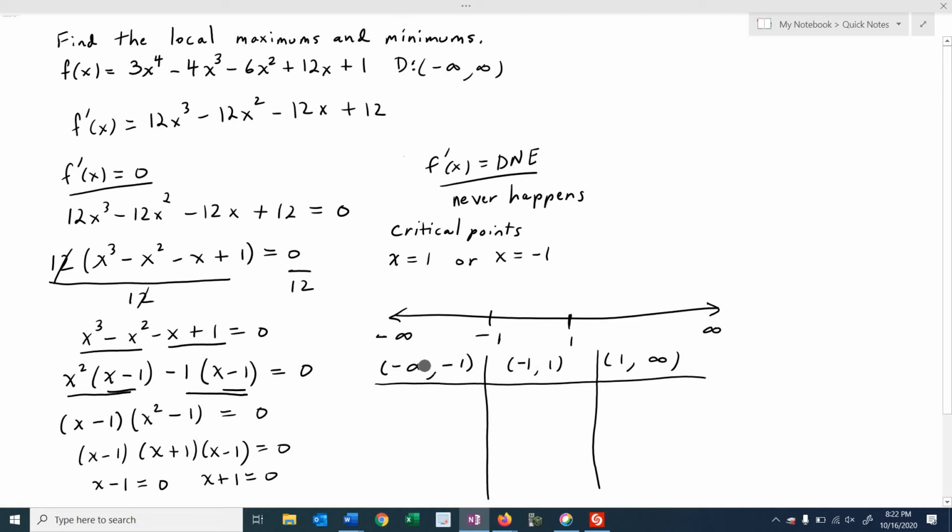Then we're going to test whether the function's increasing or decreasing in each of these intervals by picking a test point and plugging it into the derivative for each of the intervals. A good test point here might be negative 2, so I'm going to take negative 2 and plug it into the derivative. Okay.